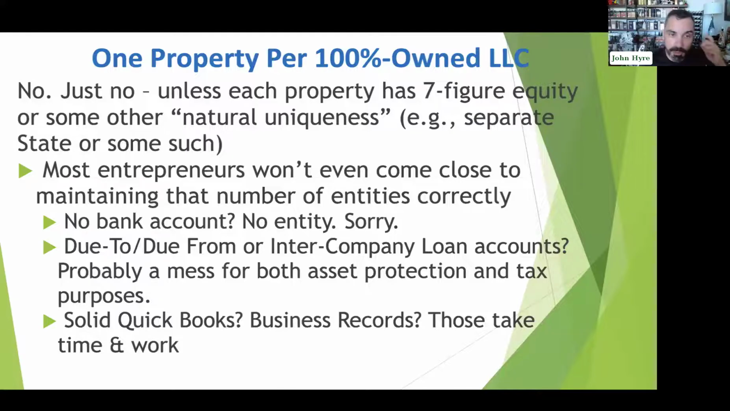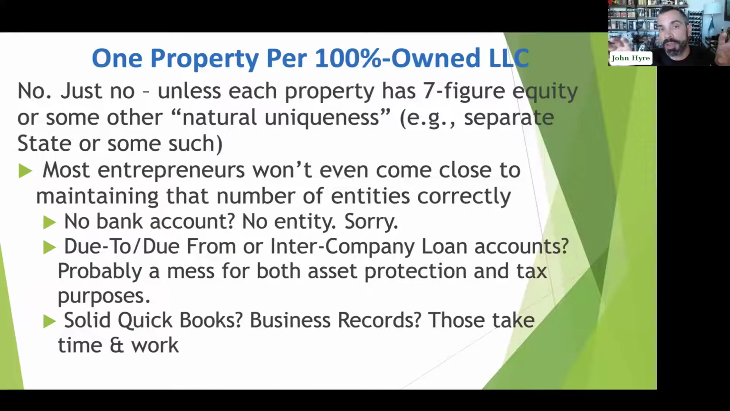Take a look at the third bullet point: due to, due from, or intercompany accounts. No, just no. No, not for asset protection, not for taxes. What do I mean by that? I have LLC A and LLC B. LLC A has money, LLC B wants money. So LLC A pays the bill for LLC B, and you create an account on QuickBooks saying, oh, company B owes company A money. No. You are destroying the independence, the separateness of each entity.